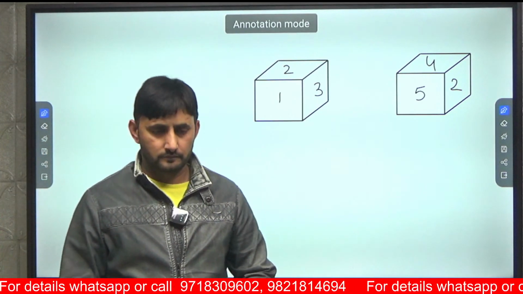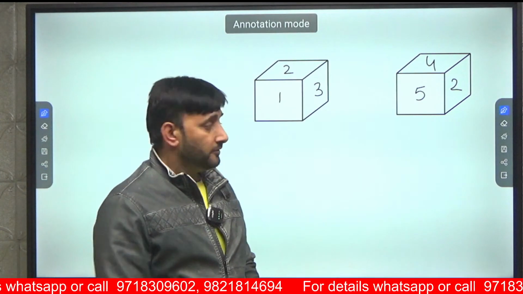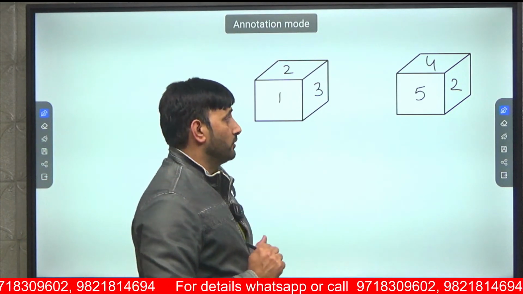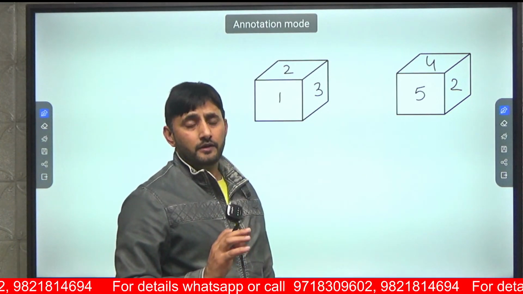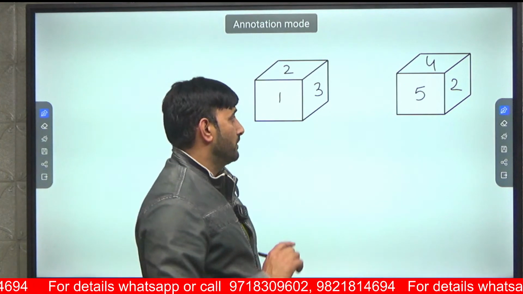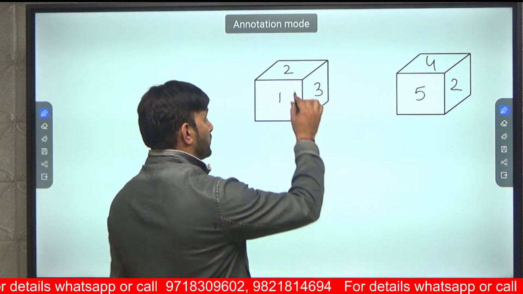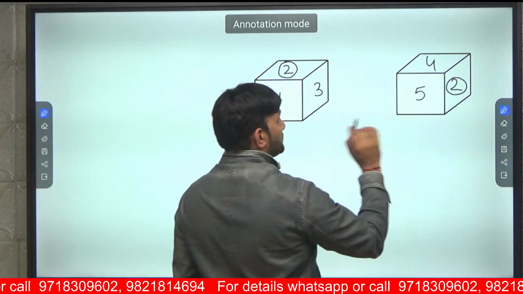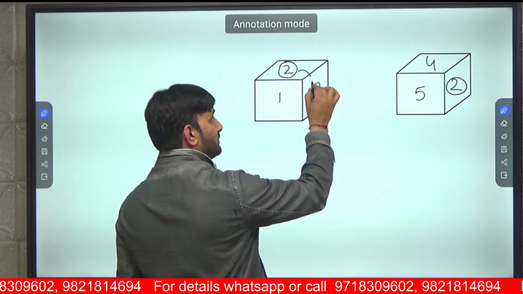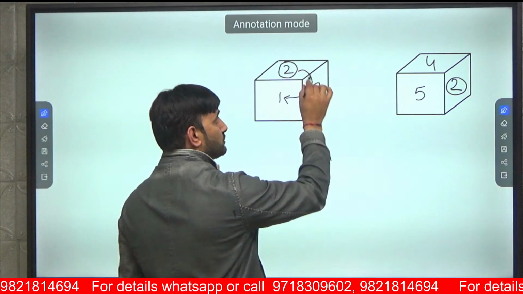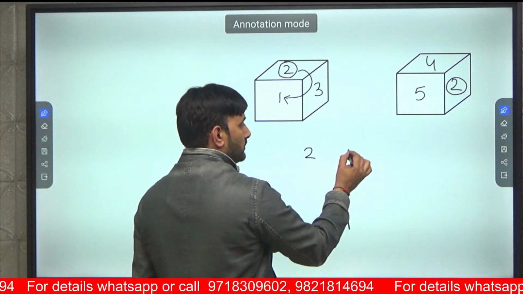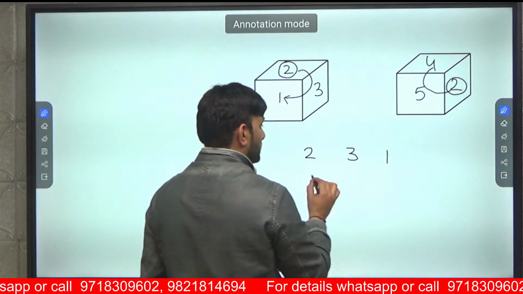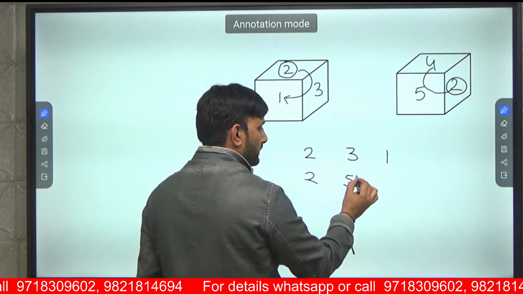Let us try. So again, let us apply the same rule. In two views of the die, only one face is common. Which is that common face? That common face is 2. So starting from the common face, write the numbers in the clockwise order. This is 2, 3, 1, and here it will be 2, 5, 4.